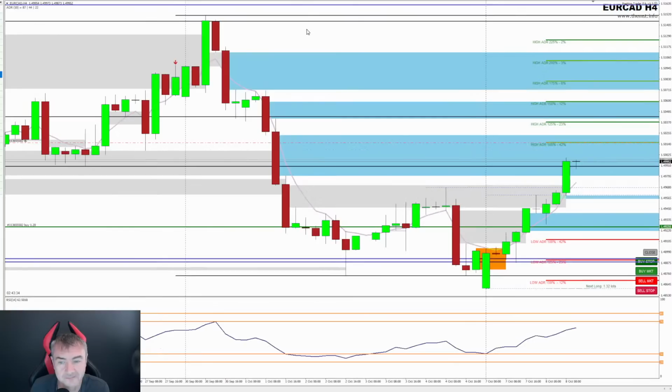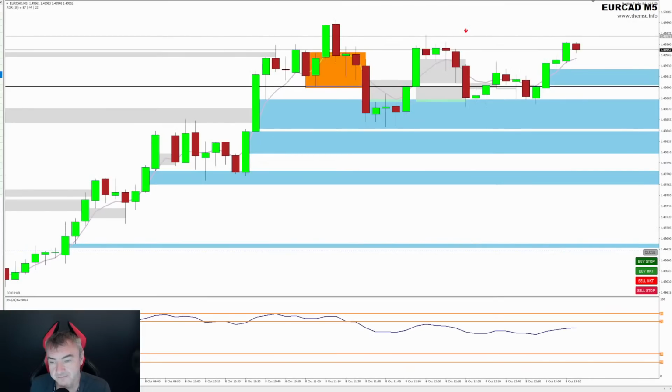Good one. Any reason I should get out of this? Absolutely not. What's price action telling us? Higher high, higher low, higher high, higher low, higher high, higher low. Any reason we should exit? No. Get down to the 5-minute time frame.